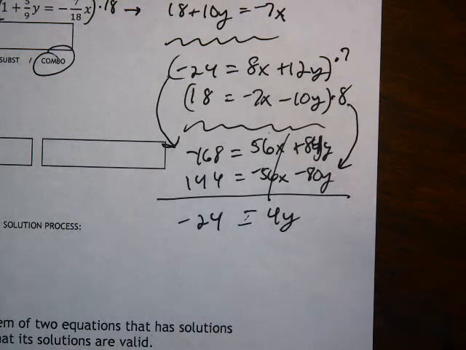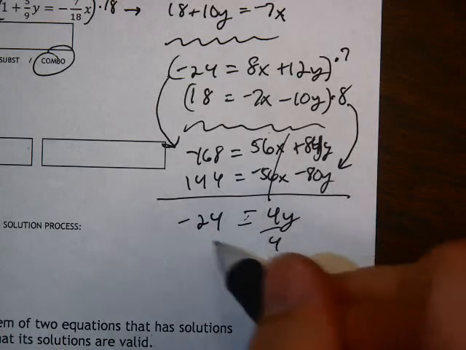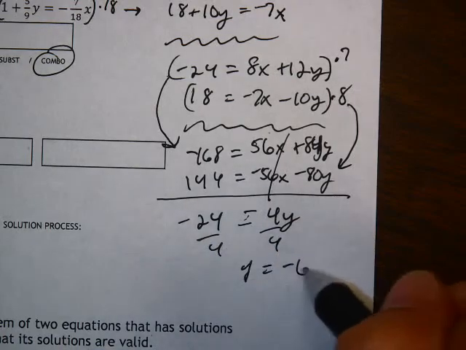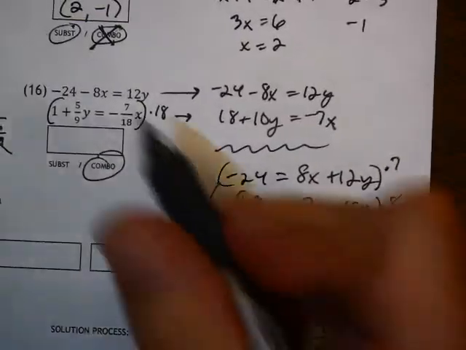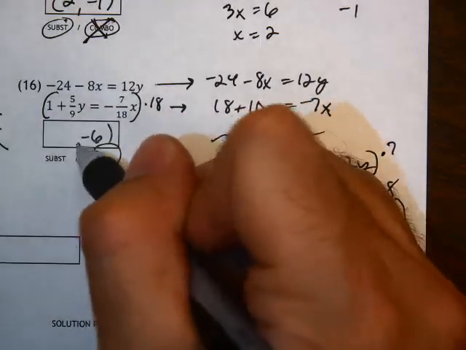And now this has finally become real nice. I divide by 4, and my y-coordinate then is negative 6. So all the way back here, I get negative 6 for my y-coordinate.